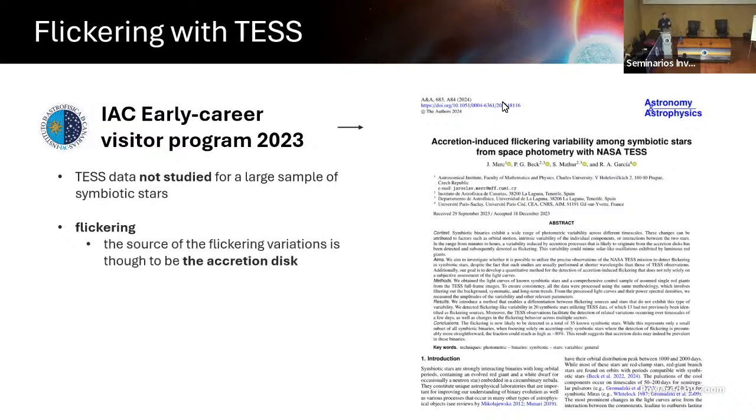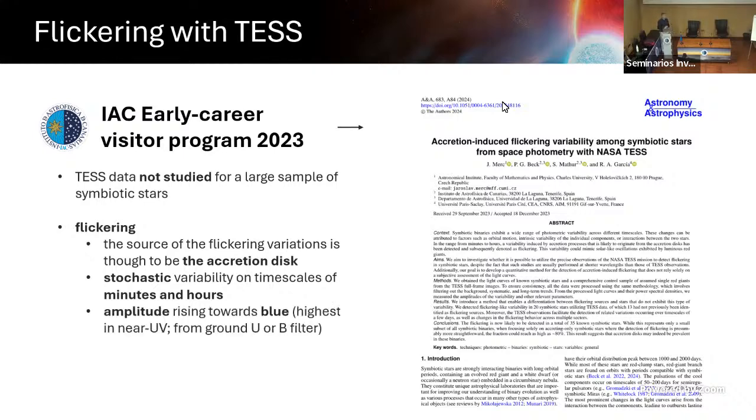So flickering is the variability which is thought to be connected with the accretion disk around the hot component. Given that TESS is observing in the very red part of the spectrum, one would expect to see mostly the contribution from the giant. But apparently, with the precision of TESS, we can still study this kind of variability also in the red part of the spectrum. It's stochastic variability, so not periodic, on the time scale of a few minutes to hours. As I said, given that it's connected with the hot component, the amplitude, this is what we know already from the ground-based observations, is rising towards blue. So the highest will be somewhere in the near UV.